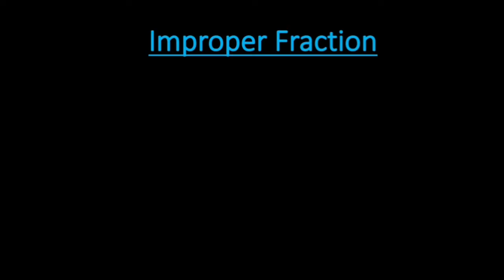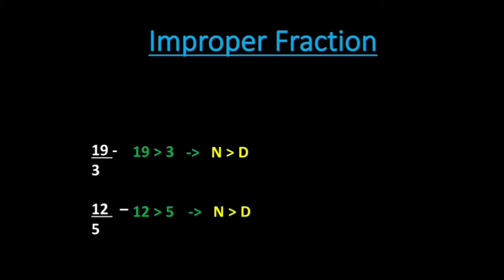Now improper fraction. If proper means the numerator is smaller than the denominator, improper means, for example, 19 by 3. Here the numerator is 19, the denominator is 3. If we compare, 19 is greater than 3, which means the numerator is greater than the denominator. Now the next example is 12 by 5. In 12 by 5, 12 is greater than 5, which means the numerator is greater than the denominator.